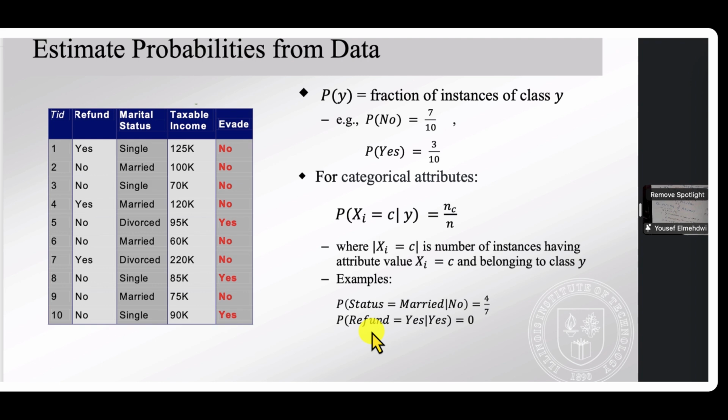Sometimes it's fine if the probability equals 0, although that is a problem we're going to look at later, and we'll see that there is a small fix for it. Now let's compute refund equal to yes, given the class label equal to yes. When you work with refund, it's yes or no, so you can use the same formula. For class label equal to yes, we have 1, 2, 3 instances. Among them, how many have refund equal to yes? None, so it's 0.